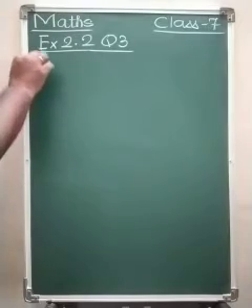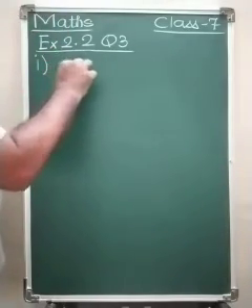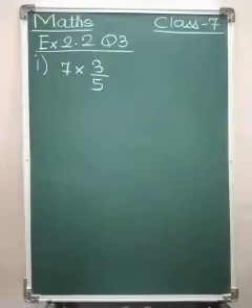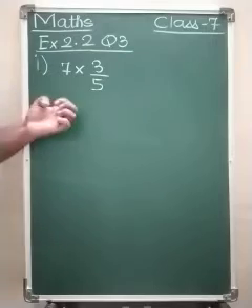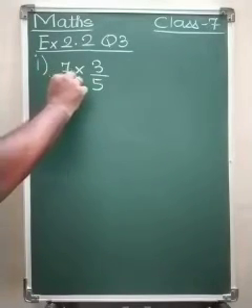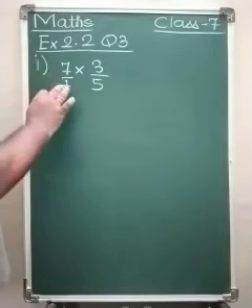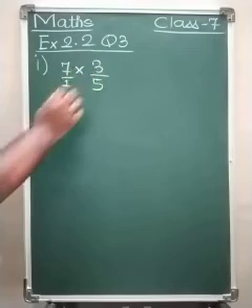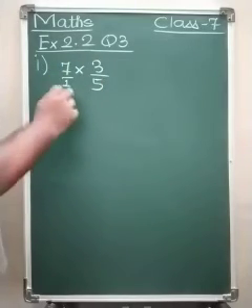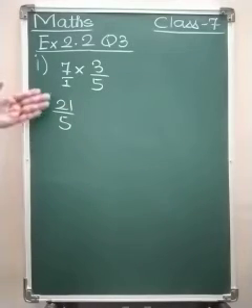Okay, the first sum is 7 multiplied by 3 upon 5. Very simple, very easy sums these are. So we consider here the denominator as 1. No need to write it, but just for your explanation I am writing this. Numerator multiplied by numerator, so 7 3s are 21, 5 1s are 5. So this is our answer, 21 upon 5.